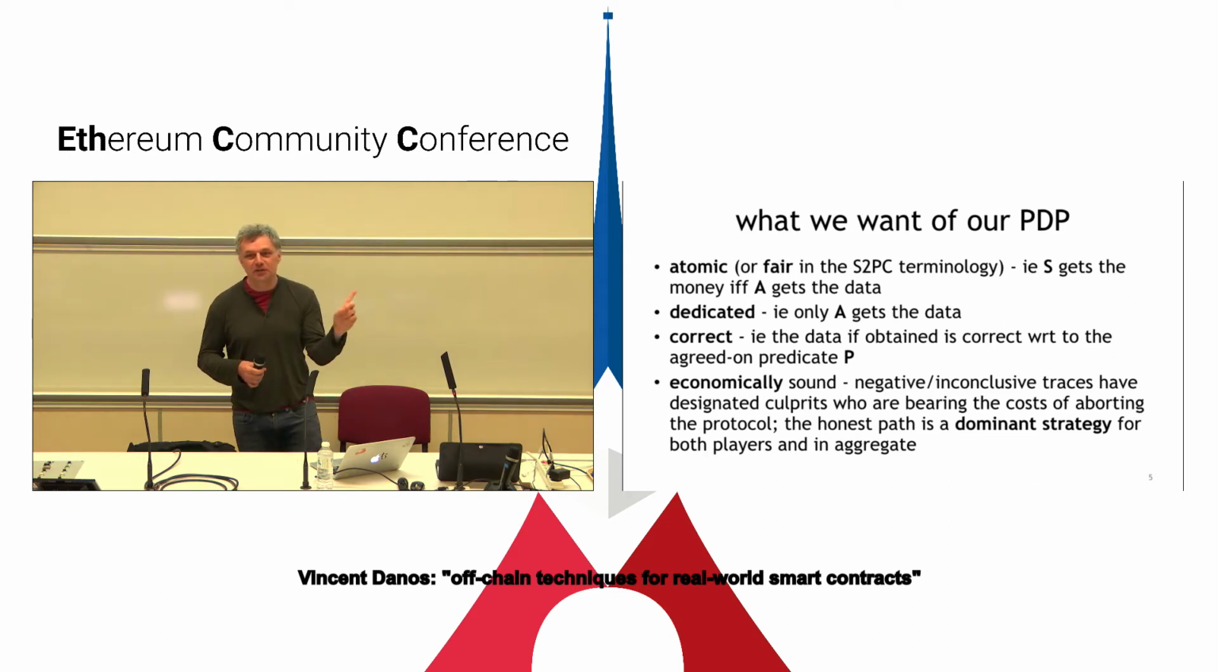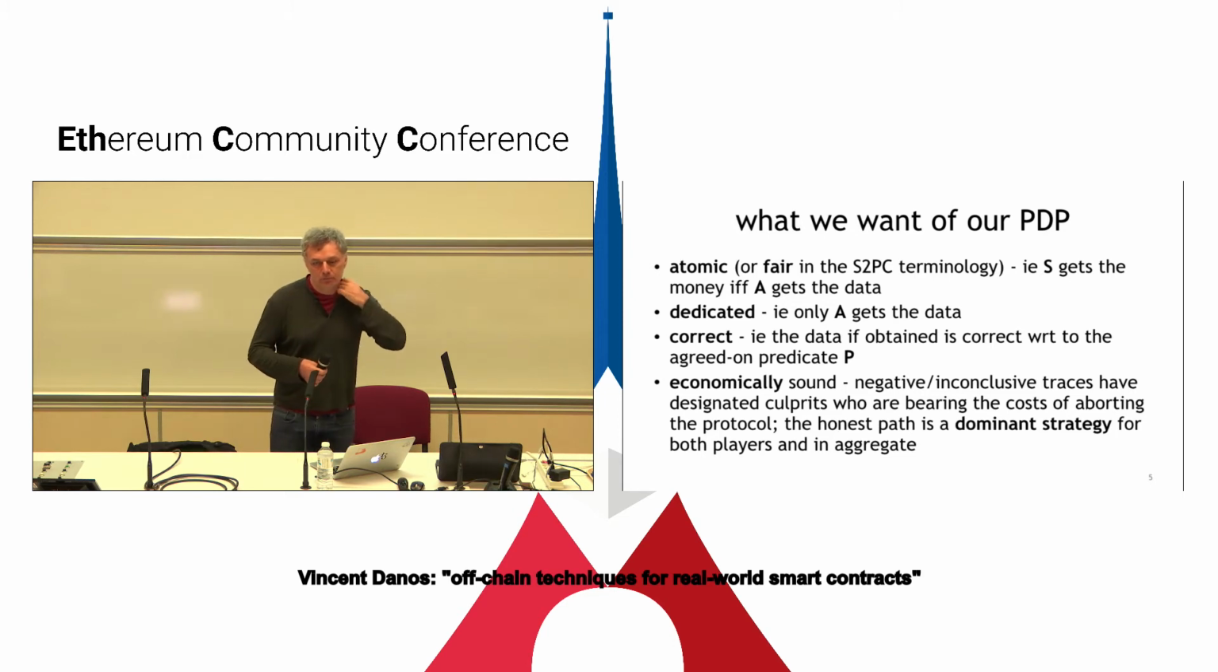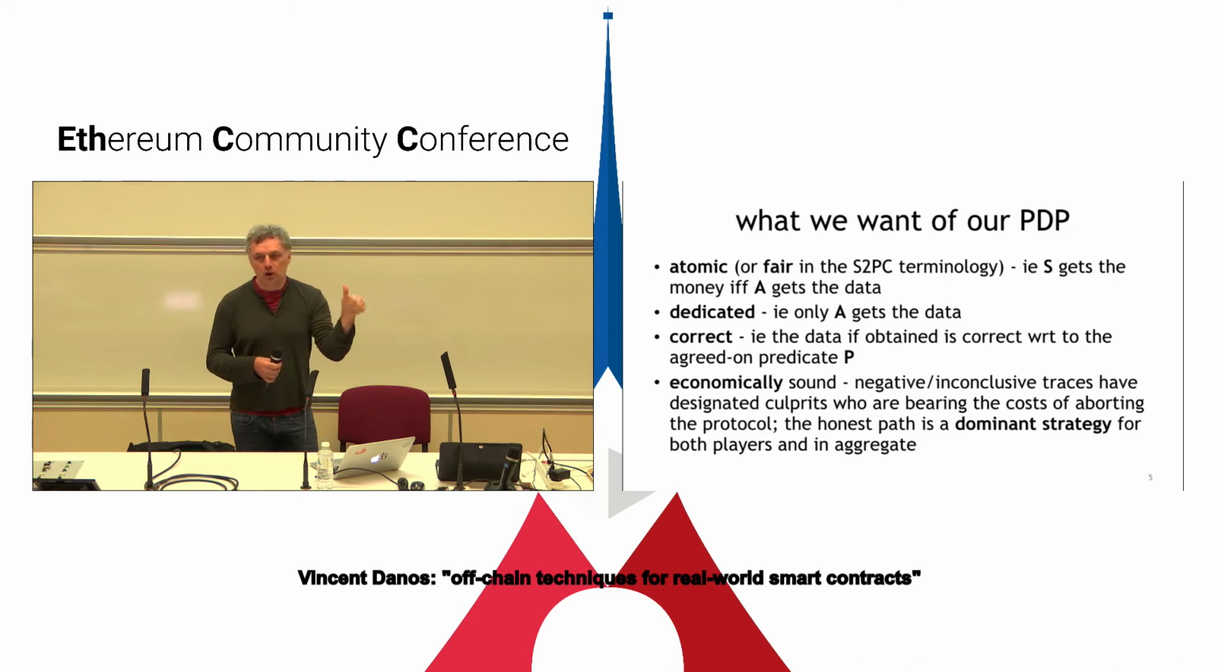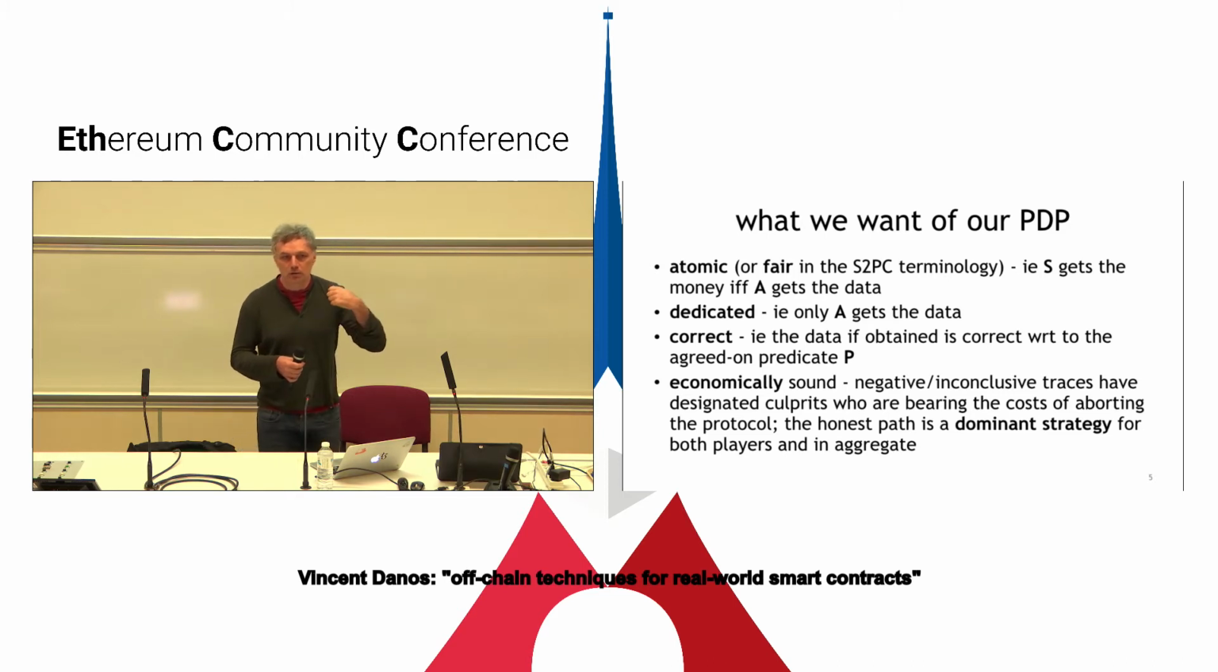And finally, and this is perhaps the fun part, the protocol should be economically sound, which means that for every negative or deviating or inconclusive trace which deviates from the honest path, there should be a unique culprit which is identified by the contract. And that party, who is the cheating party, is going to have to bear the costs of everything in the protocol.